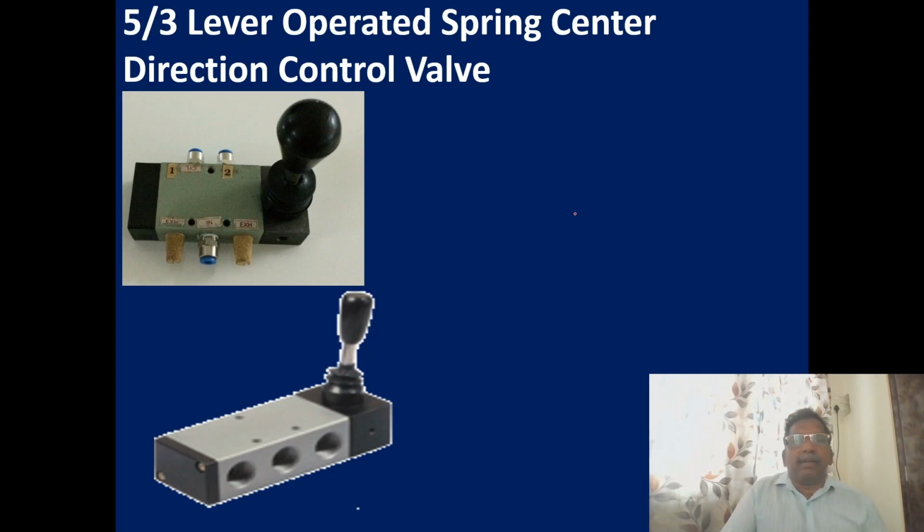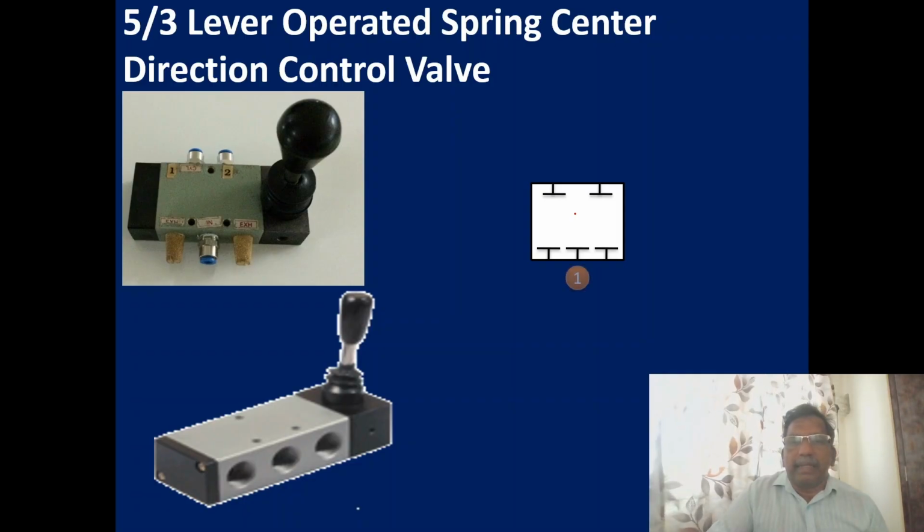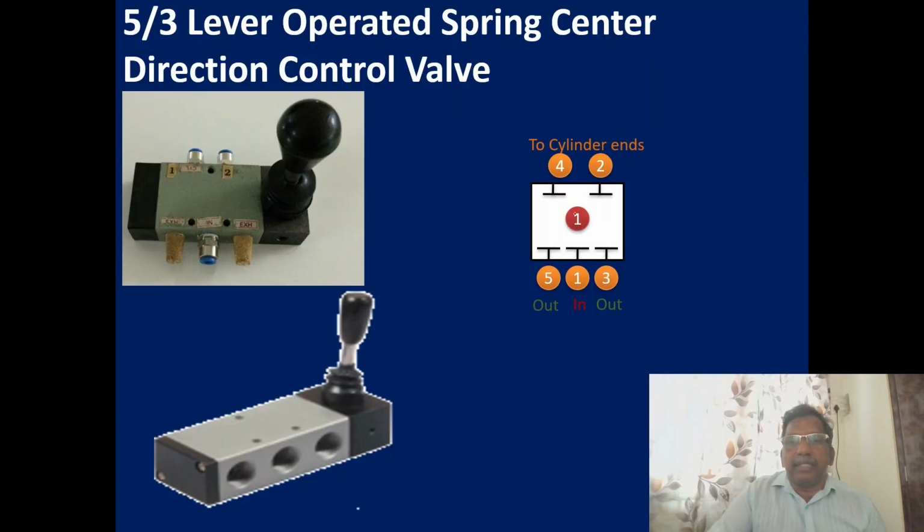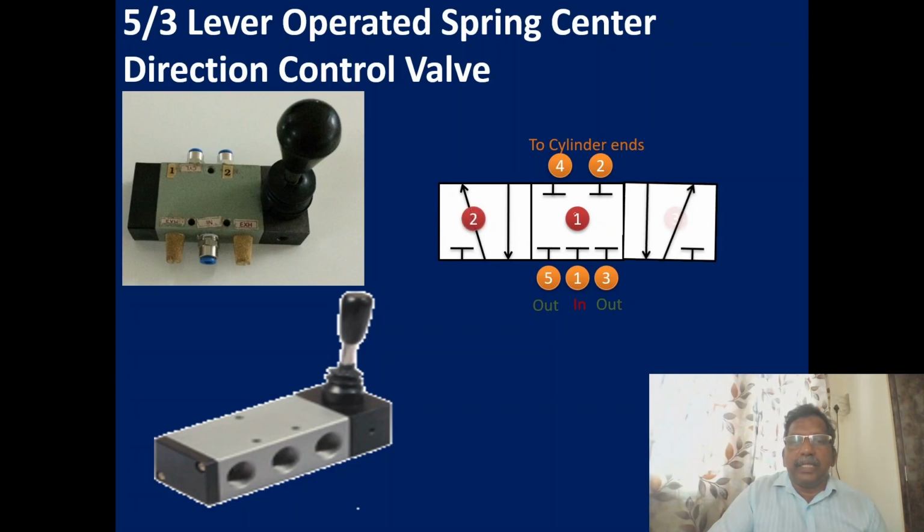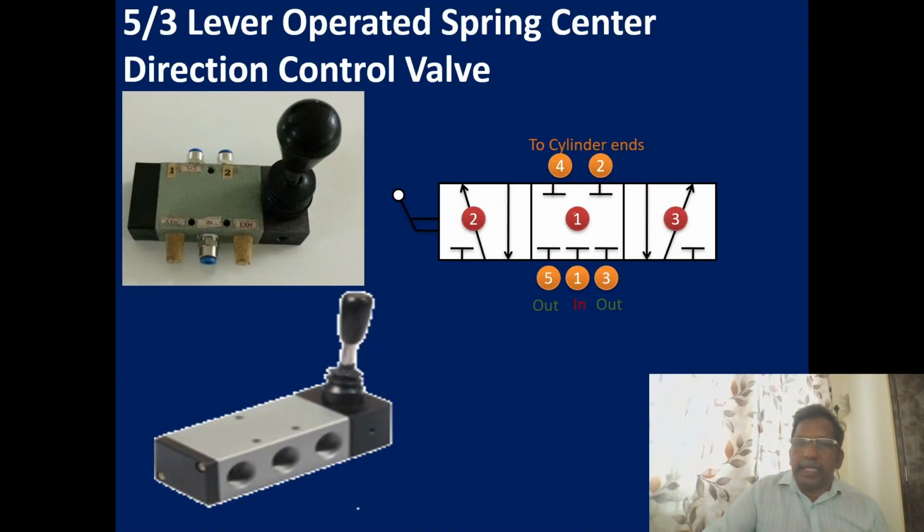Then 5/3 lever operated spring centered control valve we are seeing here. It's a 5/3 DCV with a spring centered lever operated switch. Okay, so it's a symbolic representation. Three positions we are having. The center position is a closed center. Then we are having five ports. It will be operated with a lever, and it is spring centered. So we are having a spring centered system.